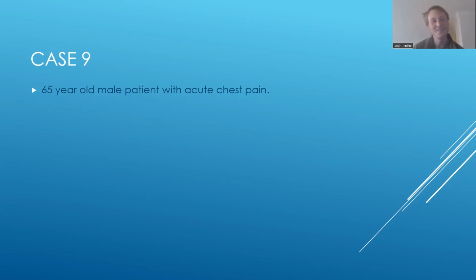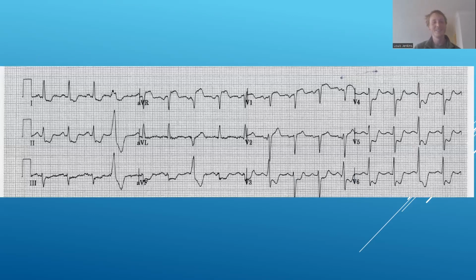Case 9, a 65-year-old male patient with acute chest pain. Here's his ECG. If you want to pause it and have a look, 3, 2, 1, cool. So again, looking at the forest, this ECG looks very weird to me, very concerning. There's a lot going on. It looks to be sort of a sinus rhythm. I think it's regular. I'm not going to get some calipers out, but it looks broadly regular. There's a P wave before every QRS complex. I can see them best in leads 2 and V1.